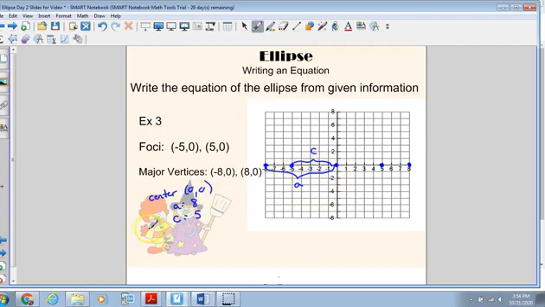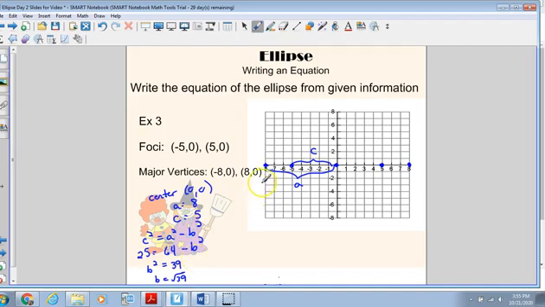So now we can calculate our B value to get our equation. So C squared equals A squared minus B squared. So our C squared is 25. Our A squared is 64 minus B squared. And when we solve this equation, we get that B squared equals 39. We can go on if we want and get that B is the square root of 39. We don't actually need that because in our equation we just need to write B squared.